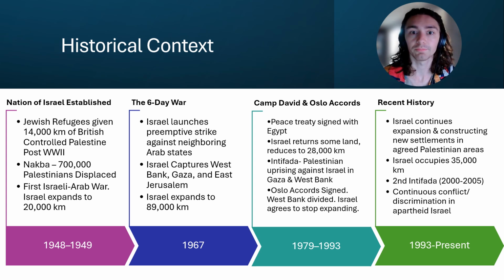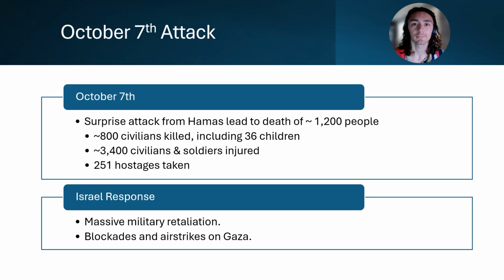So that's some of the history. October 7th was when the current war kind of really kicked into high gear. There was a surprise attack from Hamas on the Israeli people that led to the death of 1,200 individuals. 800 of them were civilians, including 36 children. 3,400 civilians and soldiers combined were injured. And there were about 250 hostages taken by Hamas at the time.